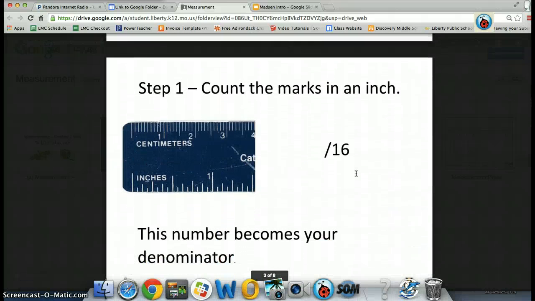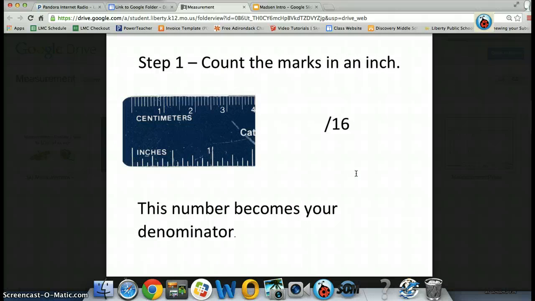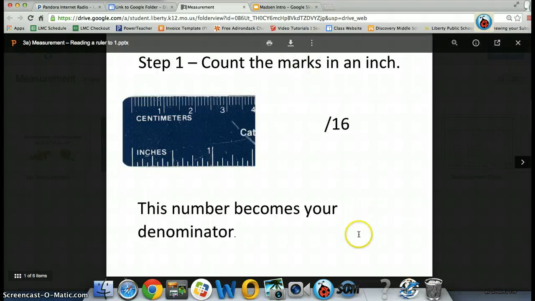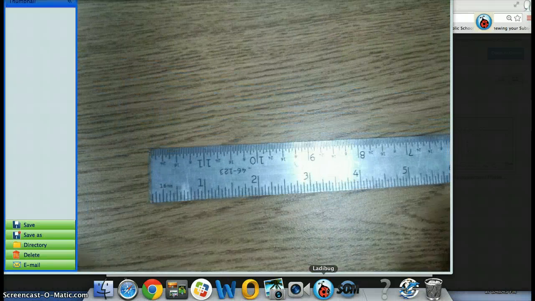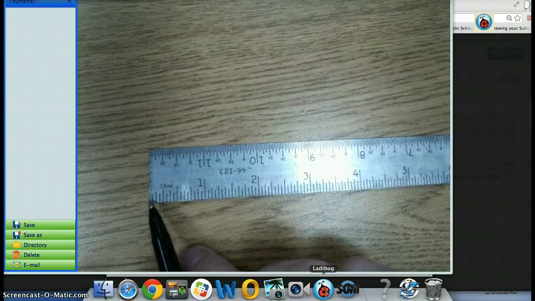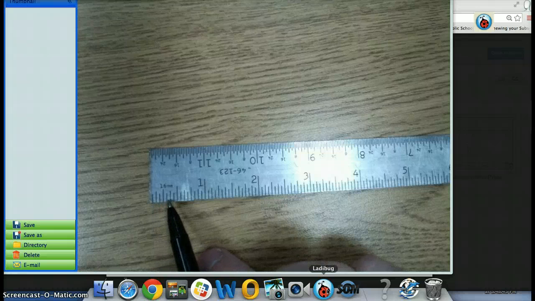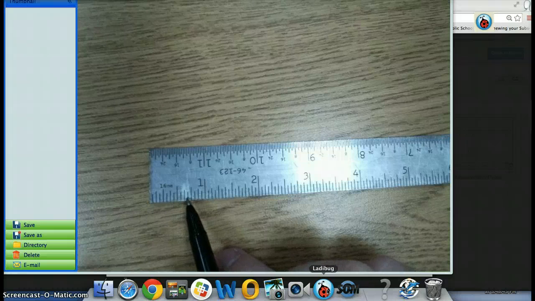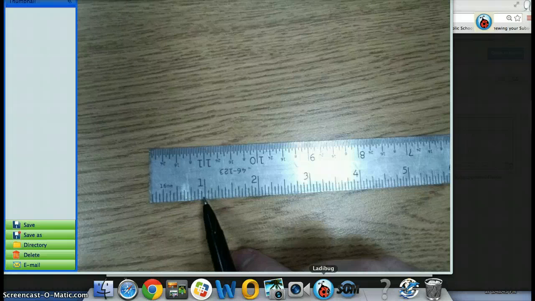Okay. Should say step 2, it says step 1. Count the marks in an inch. Count how many marks there are in 1 inch. So let's look at a couple different examples. First one, I'm going to count the spaces, not the marks. It's a little easier and a little less confusing. So, and I know I'm zoomed way in here, but I can count 1, 2, 3, 4, 5, 6, 7, 8, 9, 10, 11, 12, 13, 14, 15, 16.